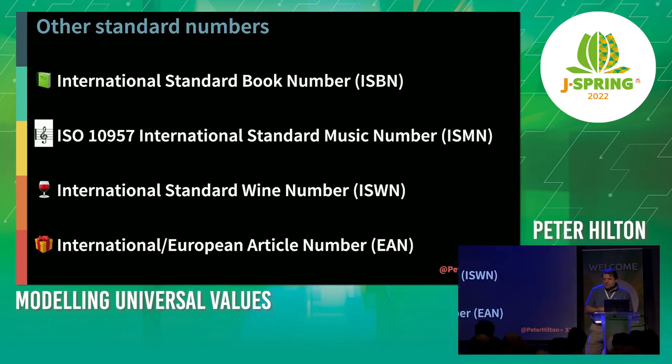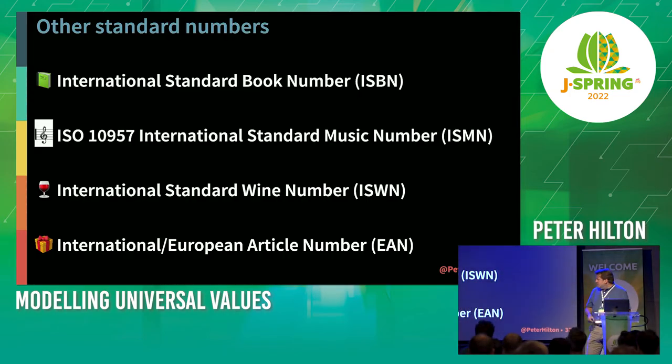Other standard numbers, we all know about the book numbers. I quite like the wine numbers. That's quite a good thing to have. And the article numbers, the EANs, that's the barcodes on products.